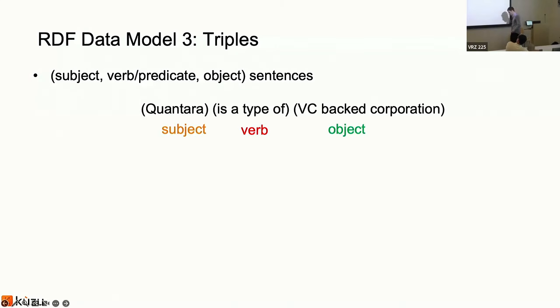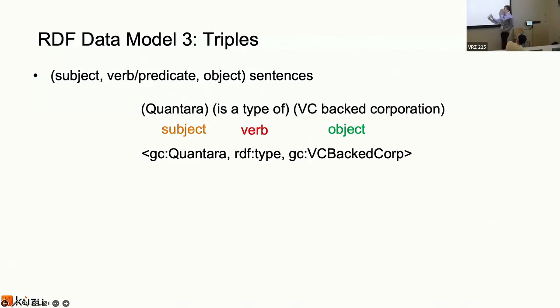So for example, if you wanted to store the information that Quantara is a type of VC-backed corporation, you'd encode it with this triple: GC Quantara, RDF type, and I'll come back to this. This is a standardized vocabulary that every RDF database in the world uses. GC VC-backed corporation. These are essentially resource identifiers you came up with for your application. RDF type is a global one. I'll come back to it later on. But it's essentially following this elementary English structure.